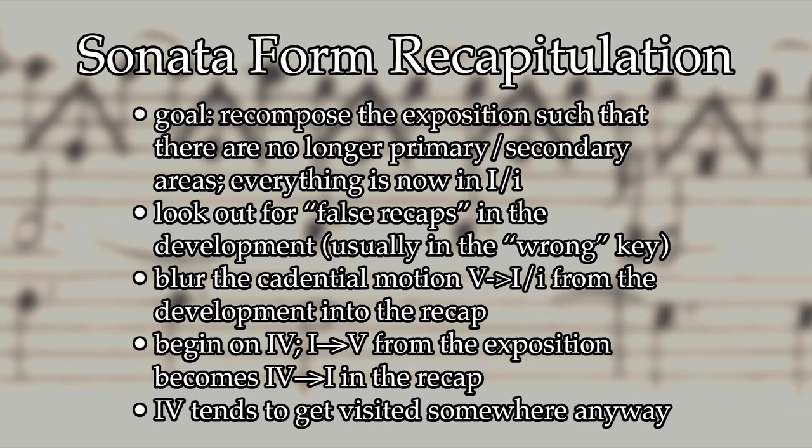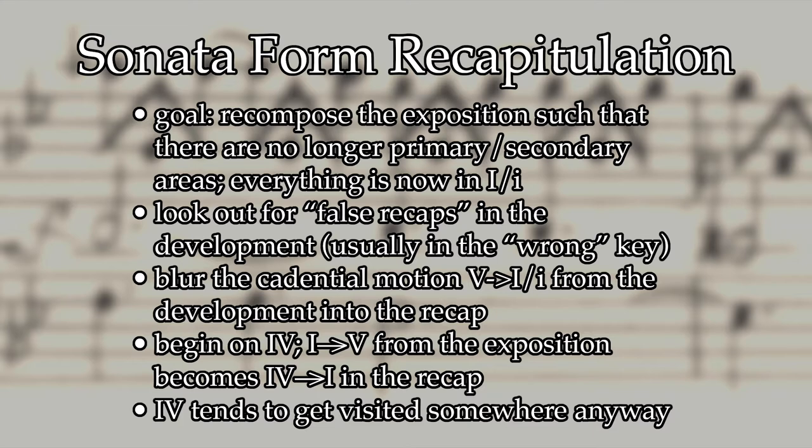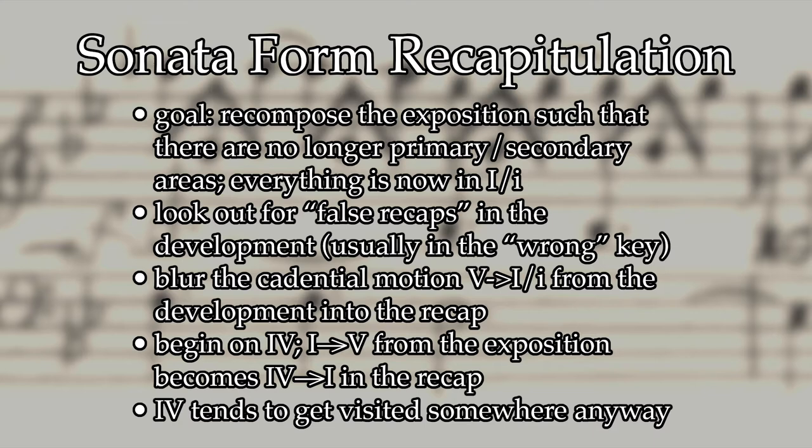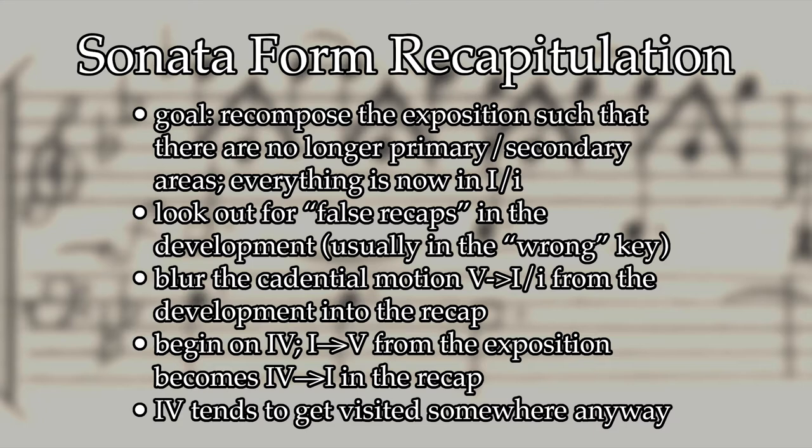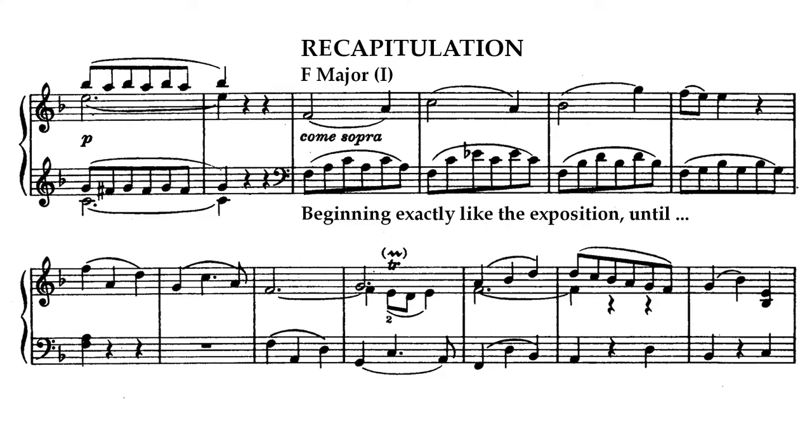The exposition's move to the dominant becomes the recap's move back into the tonic. Even when the recapitulation is entirely in the tonic, when composers rework their transition sections, they would often modulate briefly to 4 along the way. And then there's an optional coda at the end for extra tonic if the composer felt like their recapitulation had too much modulation.